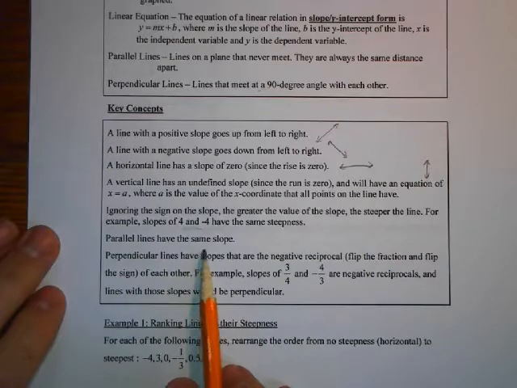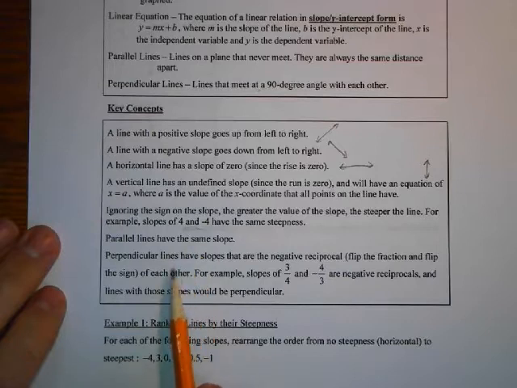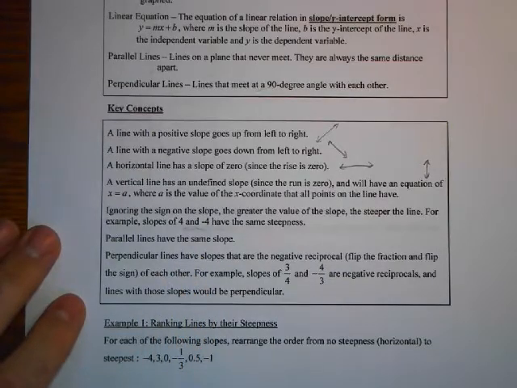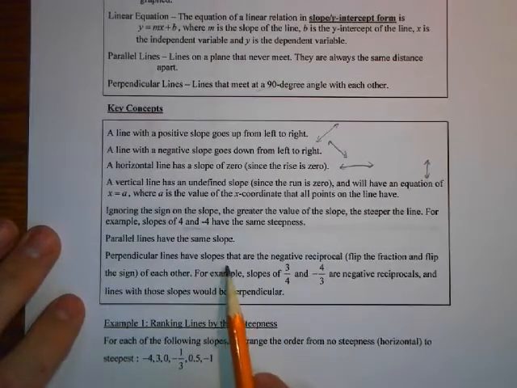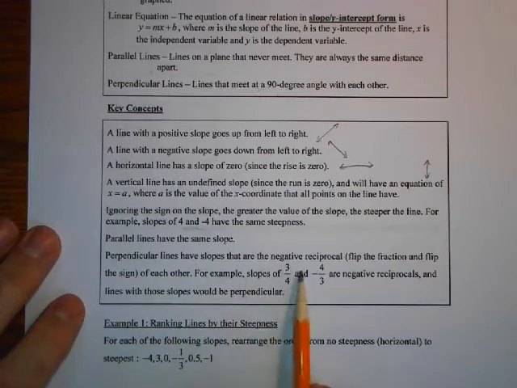Parallel lines have the same slope, so we can use that characteristic to create other equations of lines that are parallel, and also perpendicular lines. Now this is a little more complicated. They don't have the same slope as each other. That would mean they're parallel, but they do have a relationship.